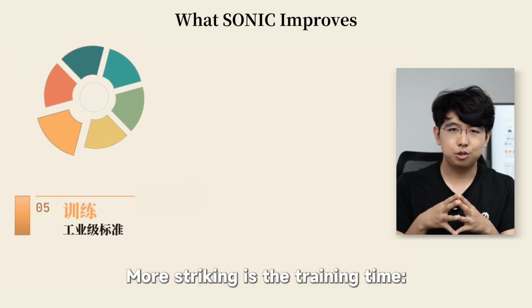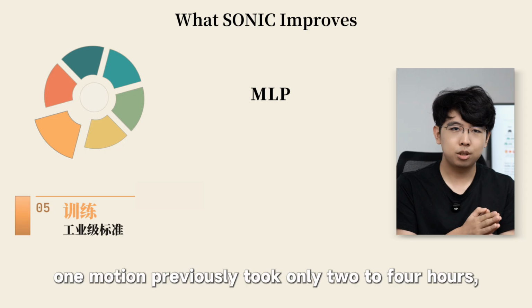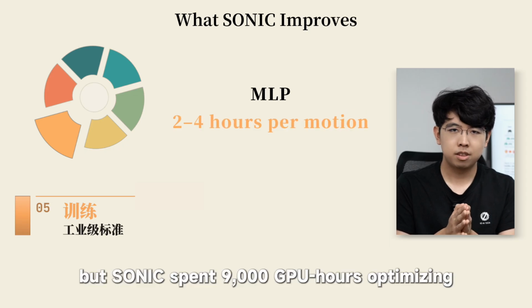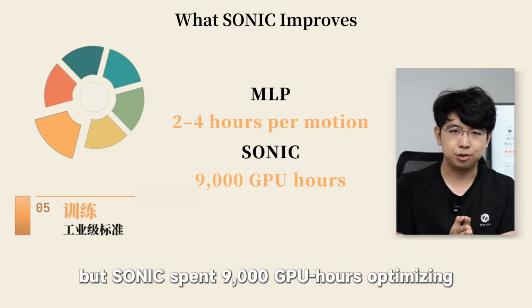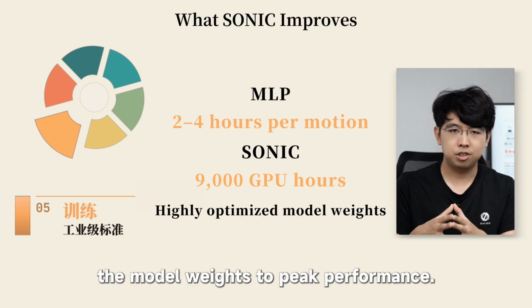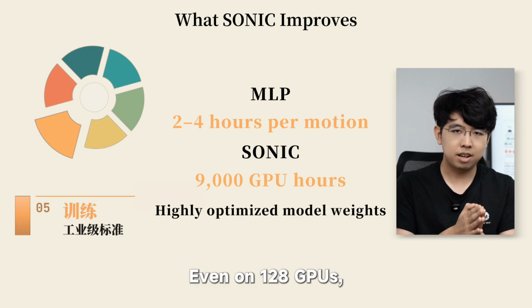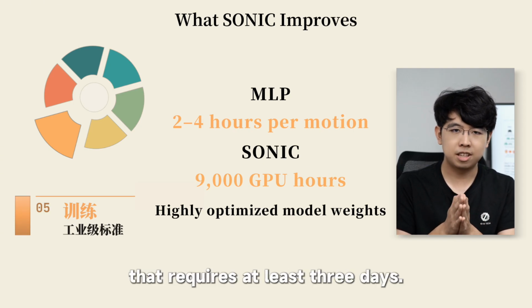More striking is the training time. One motion previously took only 2 to 4 hours, but SONIC spent 9,000 GPU hours optimizing the model weights to peak performance. Even on 128 GPUs, that requires at least 3 days.